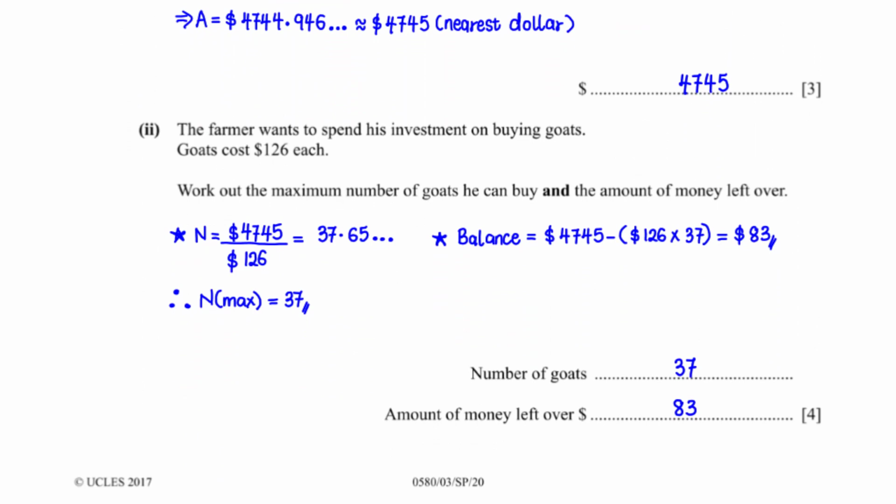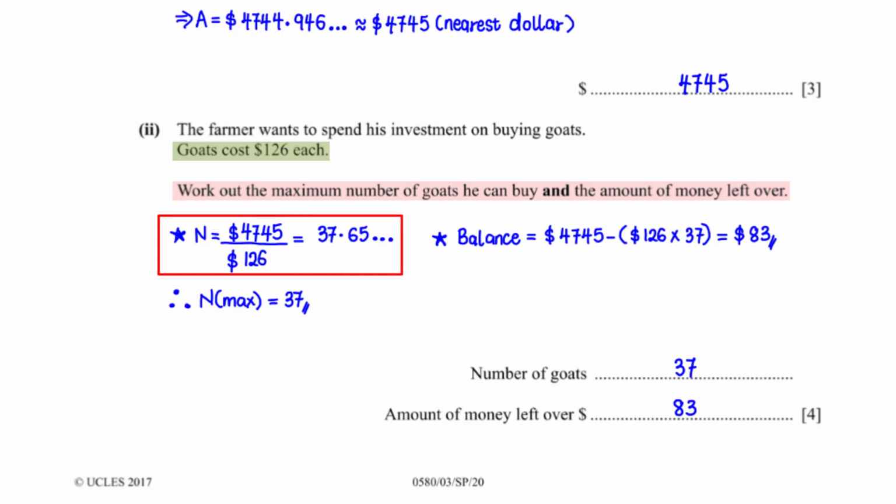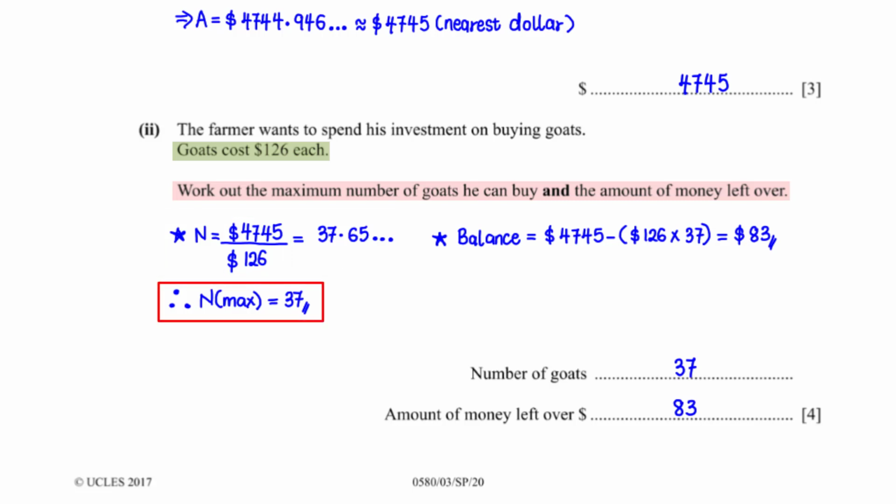The farmer wants to spend his investment on buying goats. Goats cost $126 each. Work out the maximum number of goats he can buy and the amount of money left over. The number of goats the farmer can buy with his investment is equal to the value of his investment, which is $4,745 divided by the cost of a goat, which is $126. When we type this into the calculator, we get 37.65. This means the maximum number of goats the farmer can buy is 37.